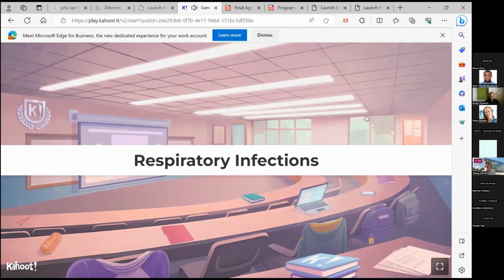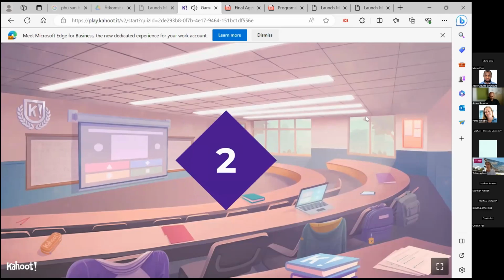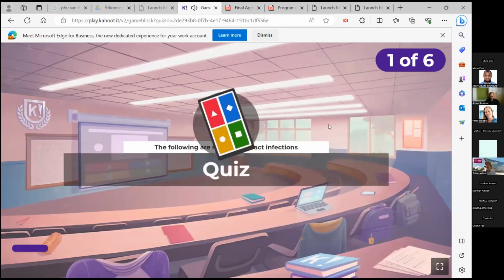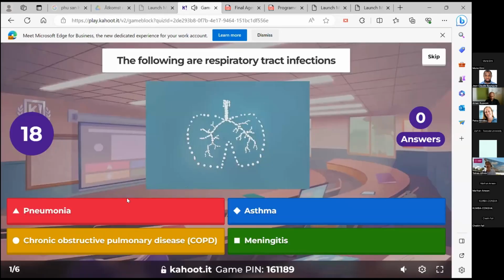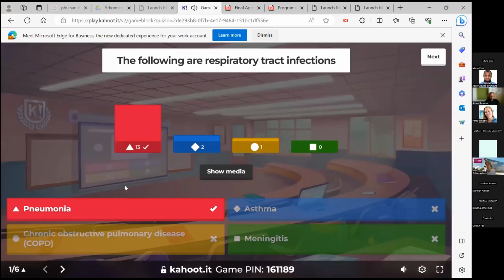So, respiratory tract infections. The first question is the following one. One of these is a respiratory tract infection: pneumonia, asthma, chronic obstructive pulmonary disease, COPD, or meningitis. You need to be quicker. You just have 5 seconds to go. Very good, the combined knowledge: pneumonia. That's the one that is a respiratory tract infection.